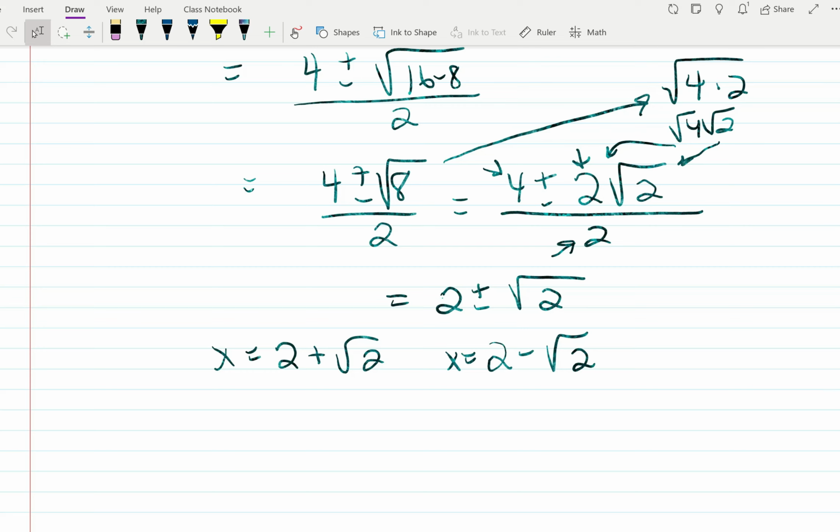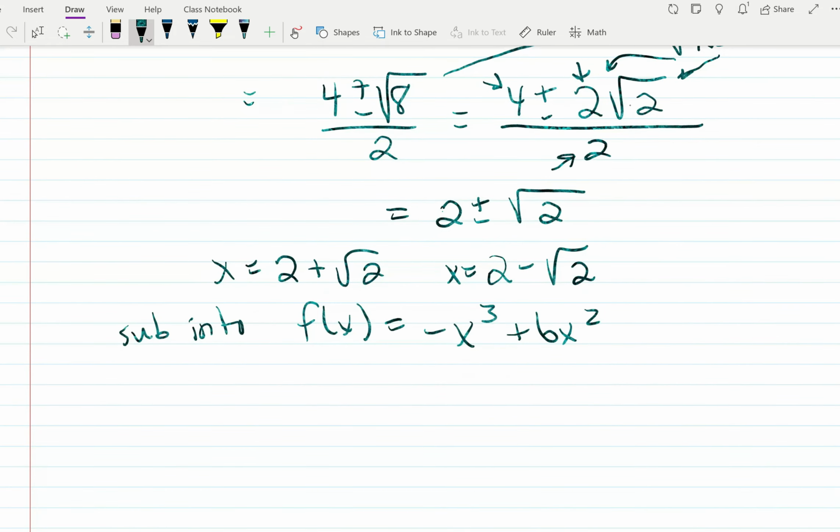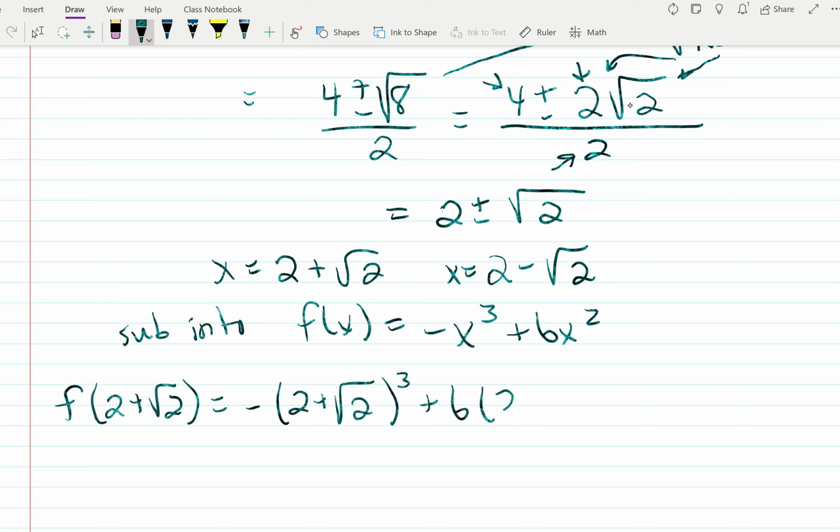So now we substitute it into f of x. So sub back into the original function. The original function was negative x cubed plus 6x squared. So we're going to sub those into each one. Okay, so f of 2 plus the square root of 2 equals negative (2 plus the square root of 2) to the third power, plus 6 times (2 plus the square root of 2) to the second power.